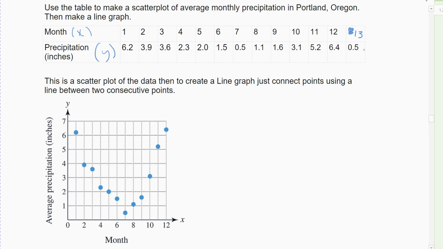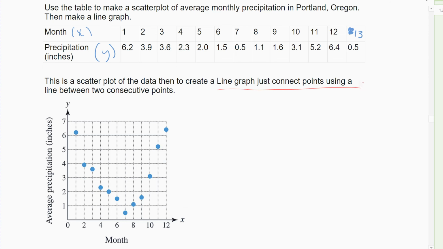So in month 1, we had 6.2, and then everything in between. I already graphed it. So here's a scatter plot of all of those points. There's all of the points. So this would be the average precipitation in inches. I keep saying participation. And this is our month. The x value is month, and the y value is precipitation. Again, I already graphed these, and so there's my scatter plot.